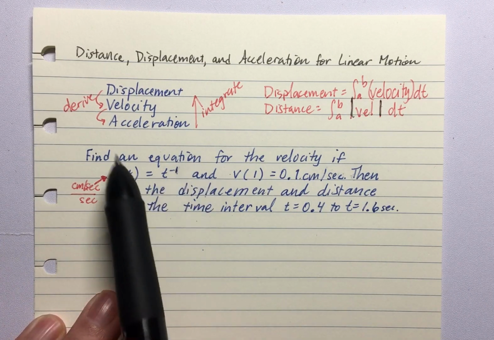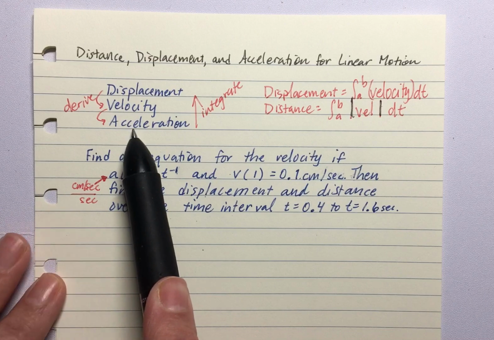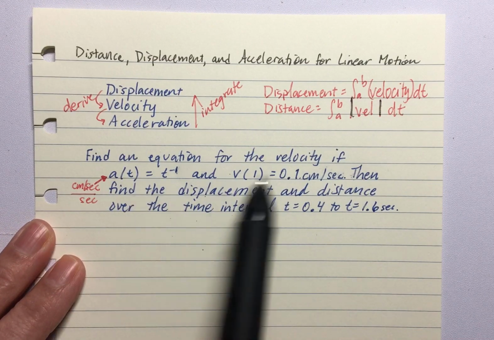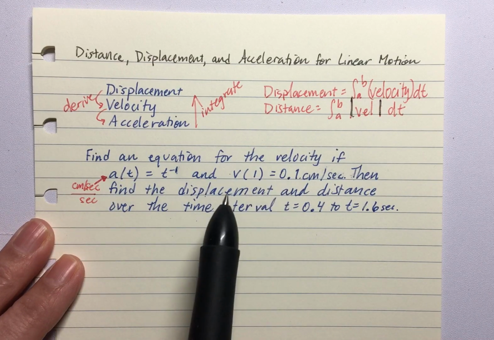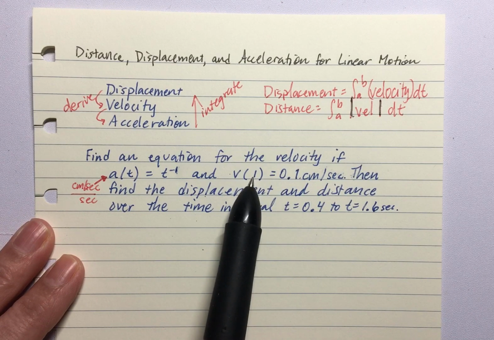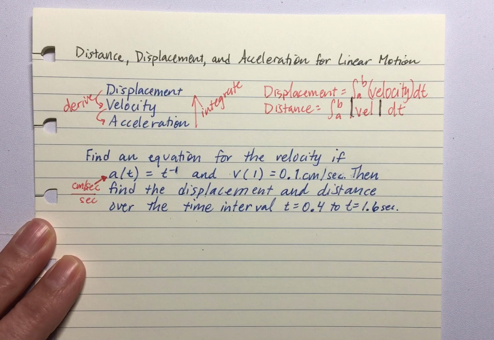We've done it in reverse, right? We've gone from velocity to acceleration. We're going backwards. The only thing we need to know besides this is some point. So what if we're told, at time 1, we have a velocity of 0.1 centimeters per second. I know that could be a millimeter per second, but that would be switching units. I don't want to do that.